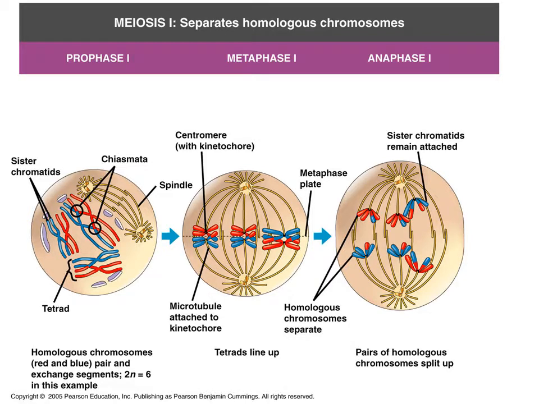Then we're going to go through meiosis 1. So we go through prophase 1. Then we're going to have metaphase 1. And then we're going to have anaphase 1. We're going to go through what happens in each of these stages.